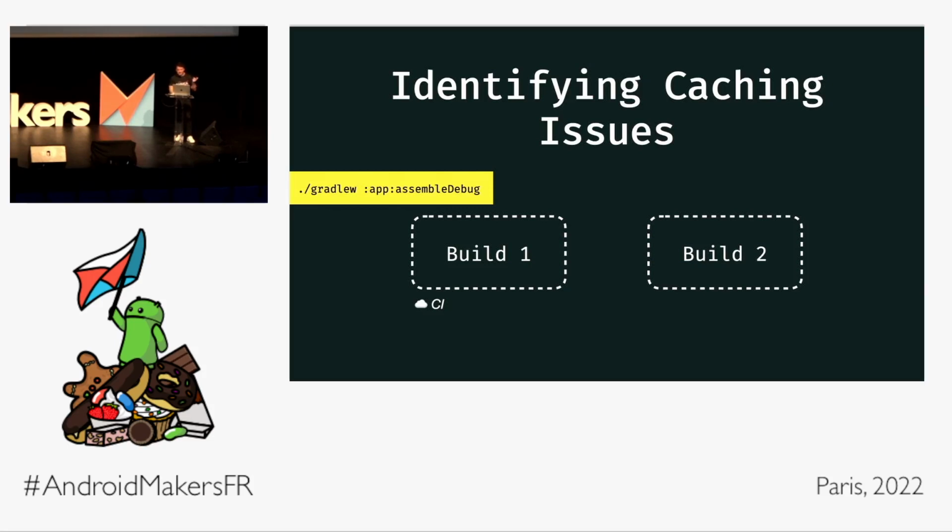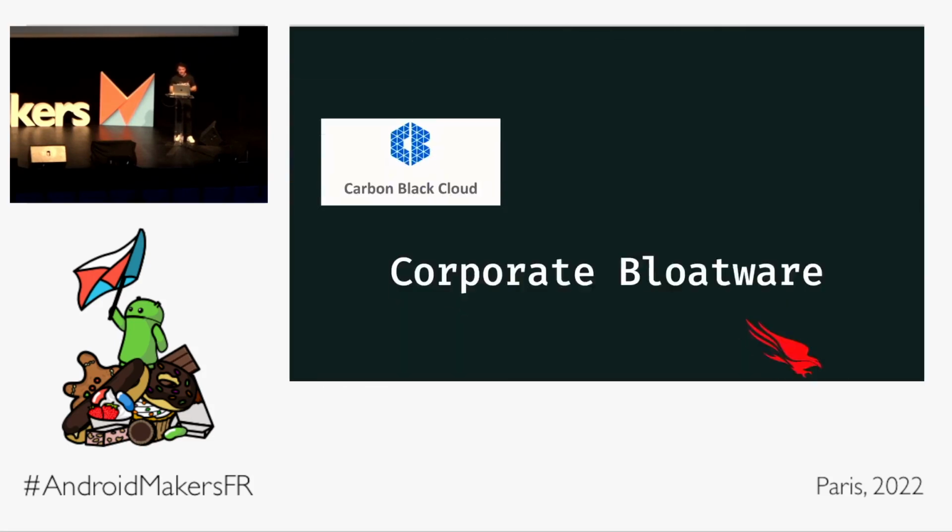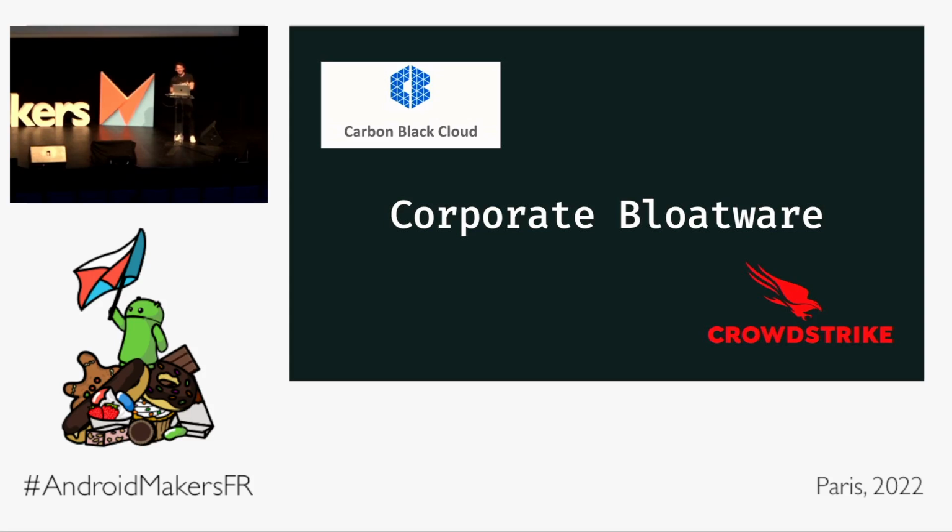Next thing I want to touch on very briefly is corporate bloatware. Everybody here has probably worked at a company that has some sort of antivirus software running, and these things are the worst. They often hook into kernel tasks. They run as kernel extensions. They hook into every single file system operation, and it turns out that it's really slow if you have a build system that's got thousands of intermediate files being written and read back along the way.